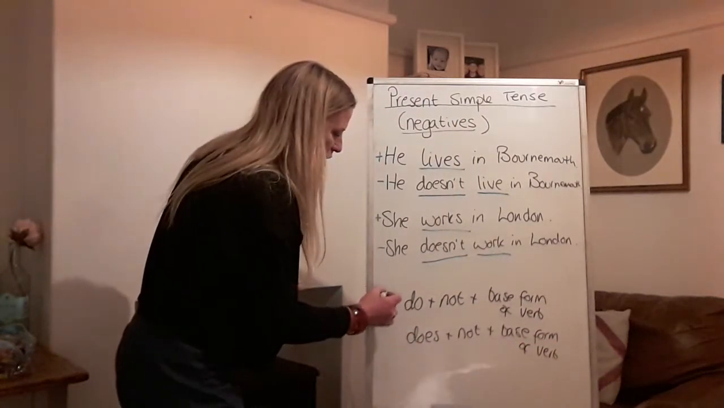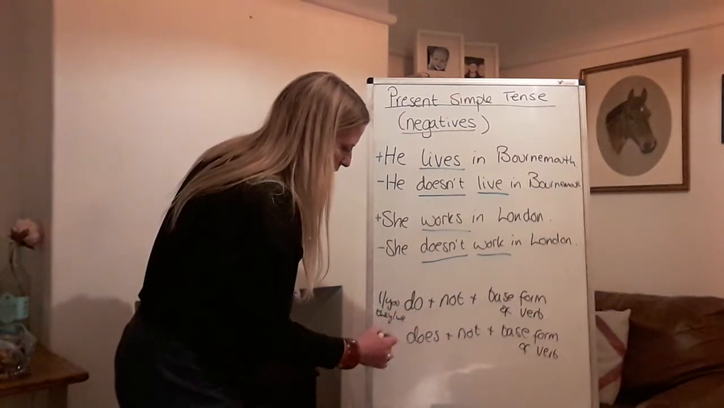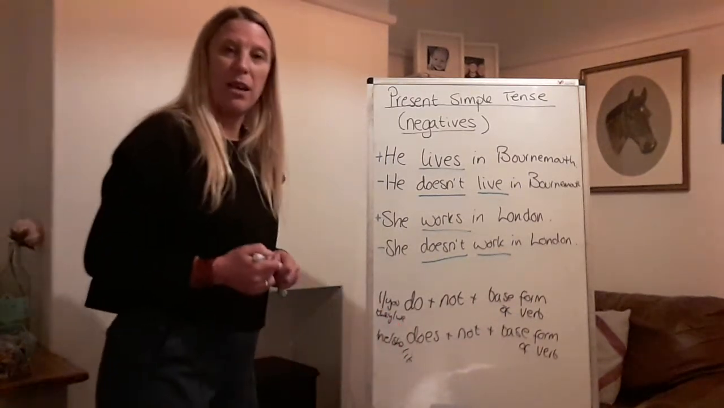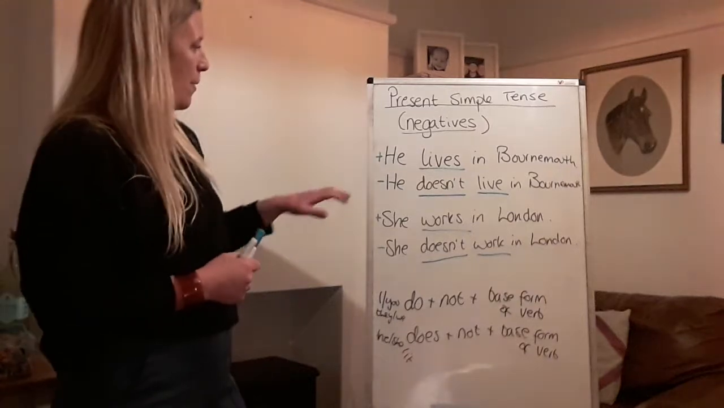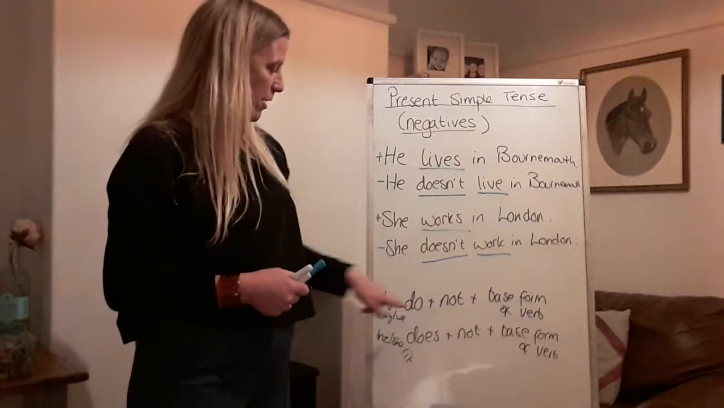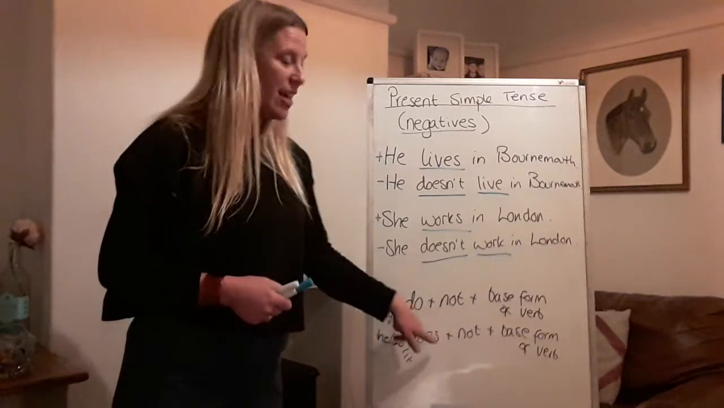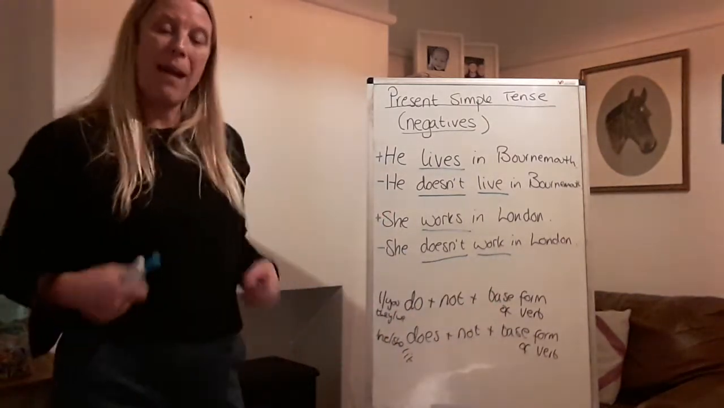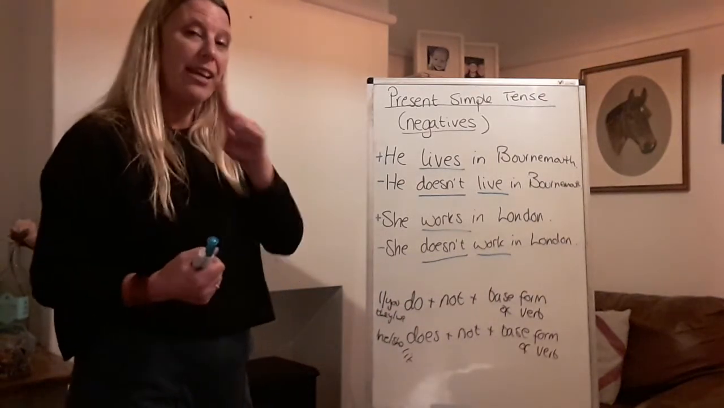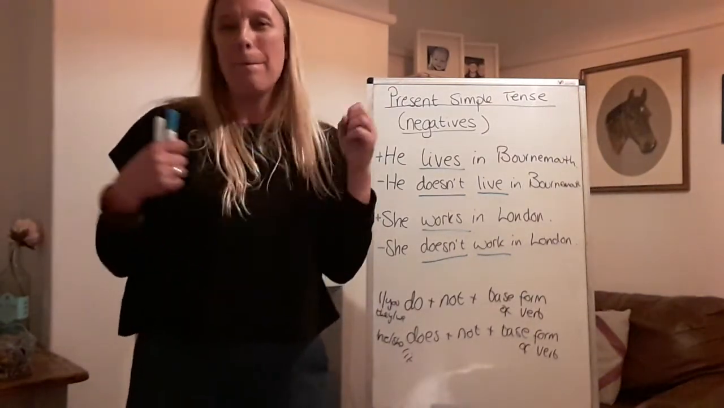For I, you, they, we, do plus not, and for he, she, and it, does plus not. Okay, so I live, I don't live. I do not, I don't live. He lives, he doesn't live. Remember, that goes back to that base form verb after the does not or the do not.